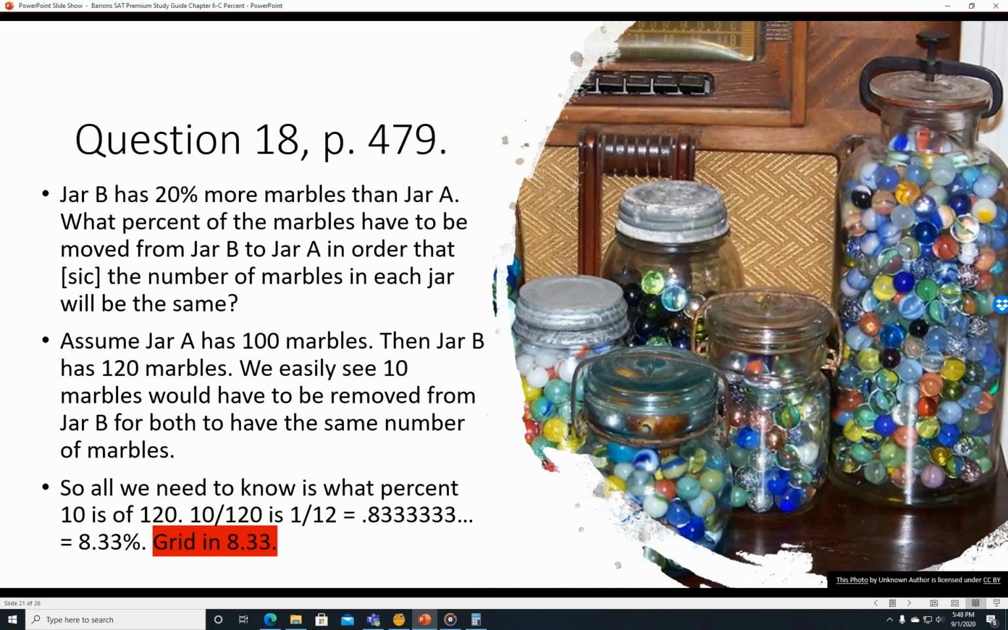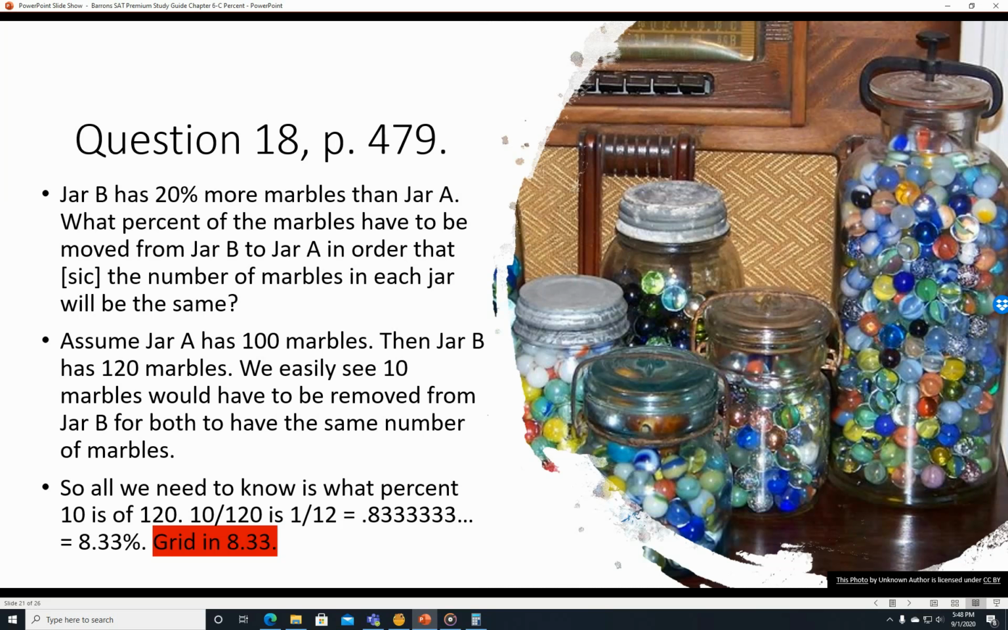Question 18, page 479. Jar B has 20% more marbles than Jar A. What percentage of the marbles have to be moved from Jar B to Jar A in order that the number of marbles in each jar will be the same? I think I would put "in order to," but I make enough typos on these that I can't really complain about their typos in the book.